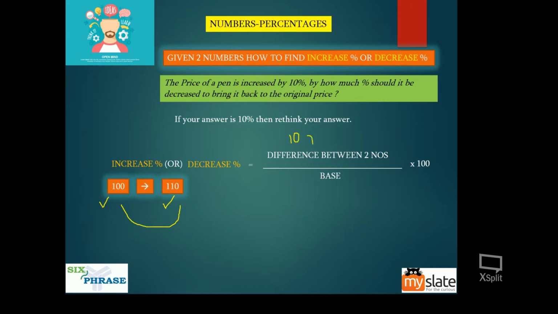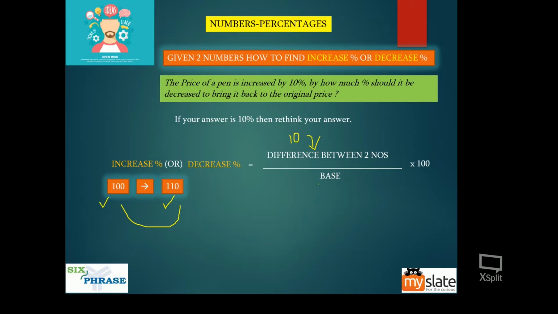So the difference between two numbers, according to this question, is 10. Okay. Now the difference between two numbers is 10. 110 minus 100 is 10, right? So don't say negative 10. We are just interested in the difference, not the sign here. Okay. So 10 is the numerator, and then we need the base.